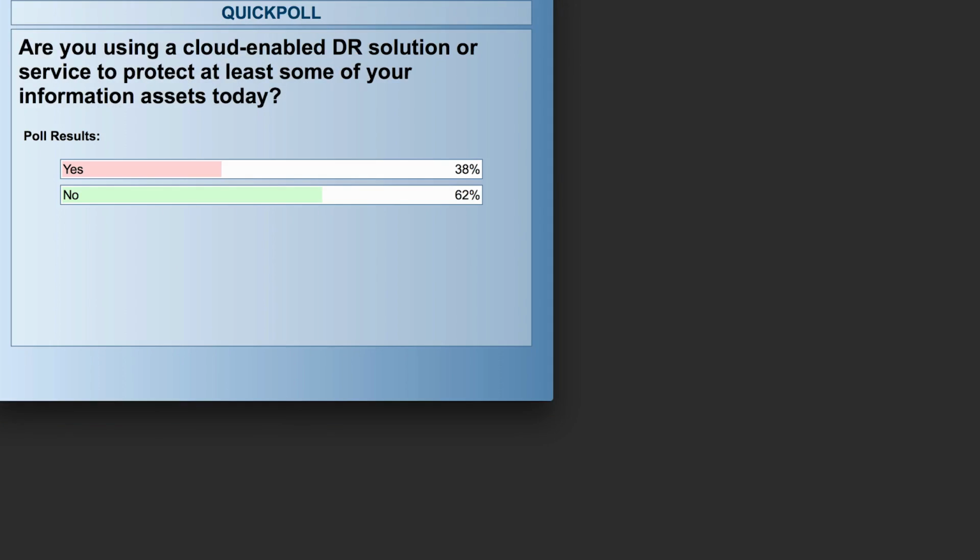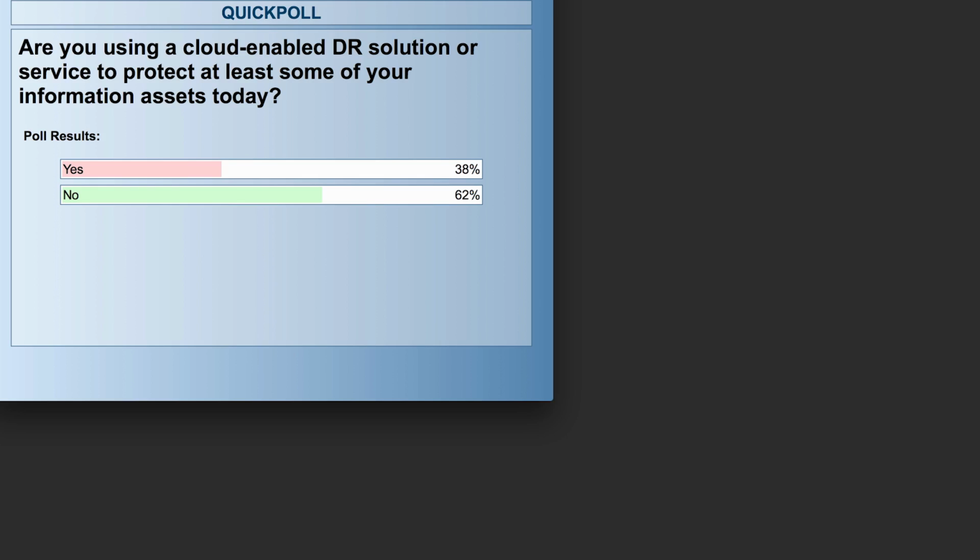And so 38% said yes, they have a cloud-enabled DR solution to protect at least some of their assets, their infrastructure or data. 62% said no. What do you think, Jeff? So that pretty closely jives with our prior experience. What I will say is that if we asked this question maybe 18 months ago, I'm guessing that percentage that said yes would probably be about half that.